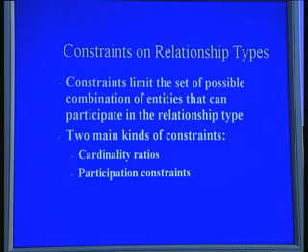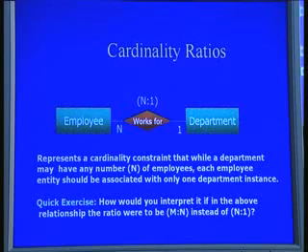two kinds of constraints, what we call cardinality ratios and participation constraints. Okay, so what are these cardinality ratios and participation constraints? Let's have a look at them. Take a look at this relationship again here. Now I've replaced this managed by with another relationship called works for. Now works for is slightly more general than managed by.